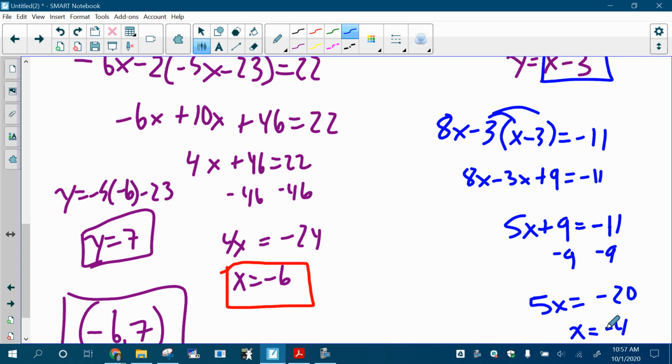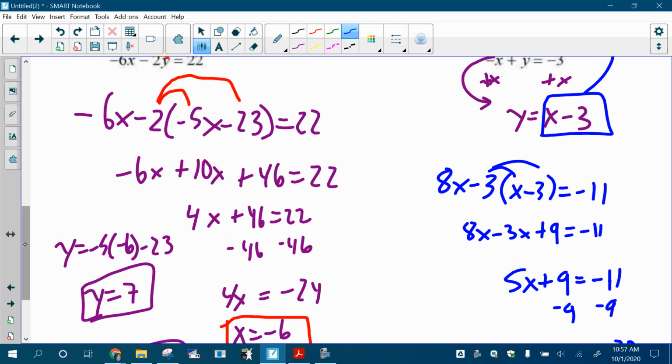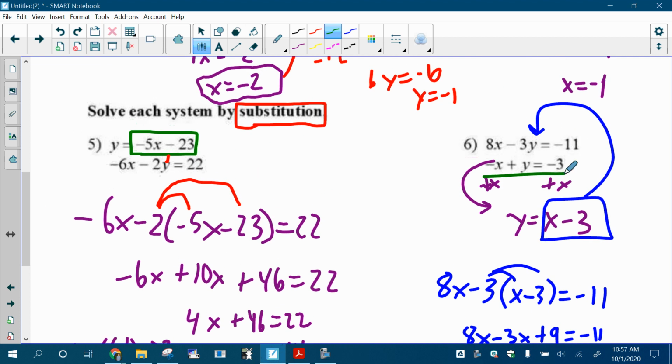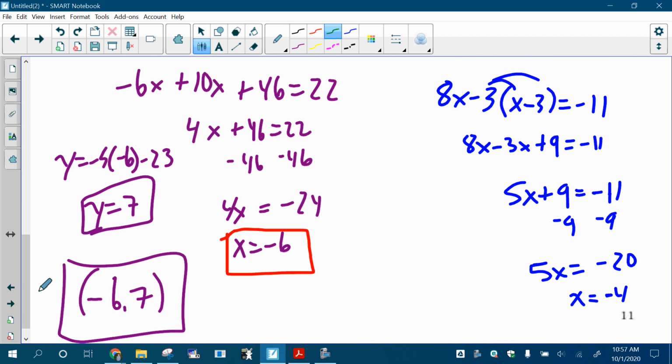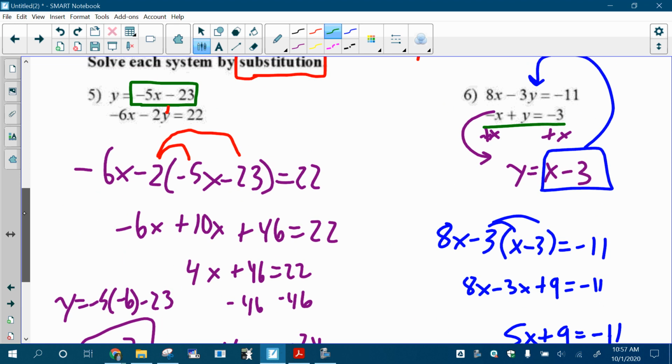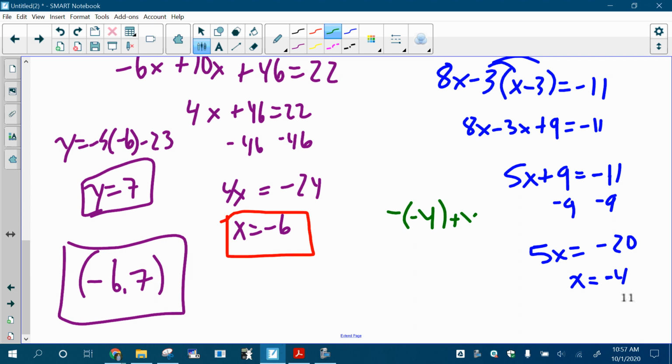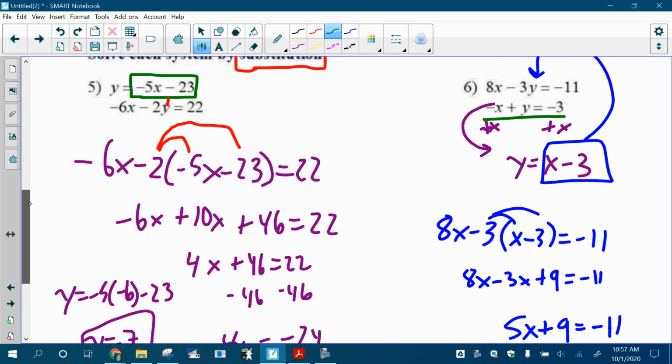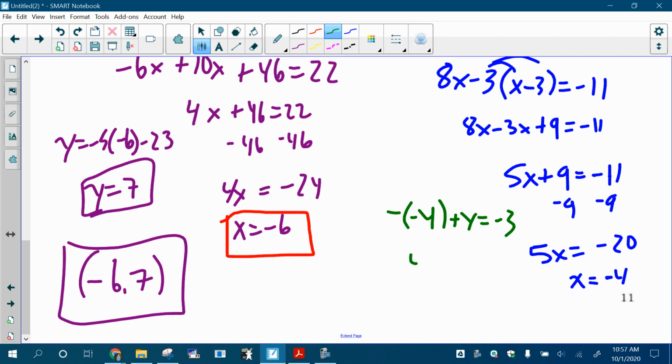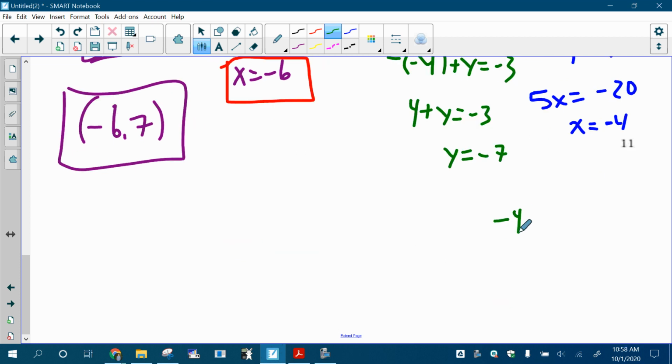Don't forget to go back up and plug that x value into one of the equations to figure out y. Okay, and I'm going to plug it in right here. Negative 4 plus y equals negative 3. Well, negative 4 is positive 4, so 4 plus y equals negative 3. I'm going to subtract 4 from both sides. We get y equals negative 7. And then I'm going to write my answer as a point.